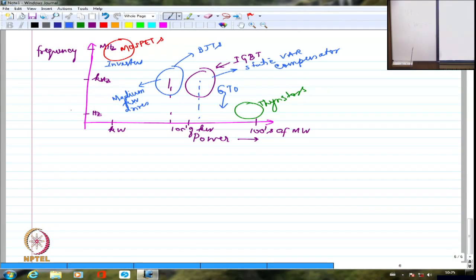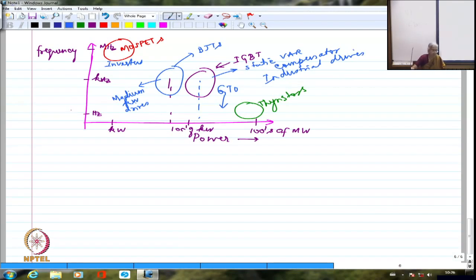So I can compensate for both lagging as well as leading reactive power. A capacitor can only provide leading reactive power, whereas this can compensate for both lagging as well as leading reactive power. So static VAR compensators, wherever they are used, generally it is IGBT. And again, industrial drives, many of the industrial drives.